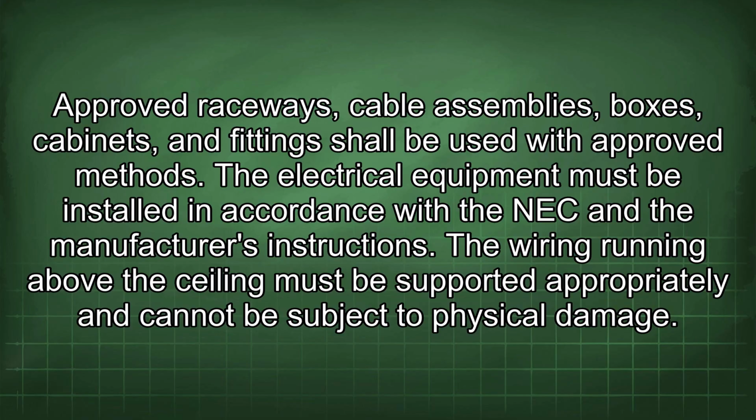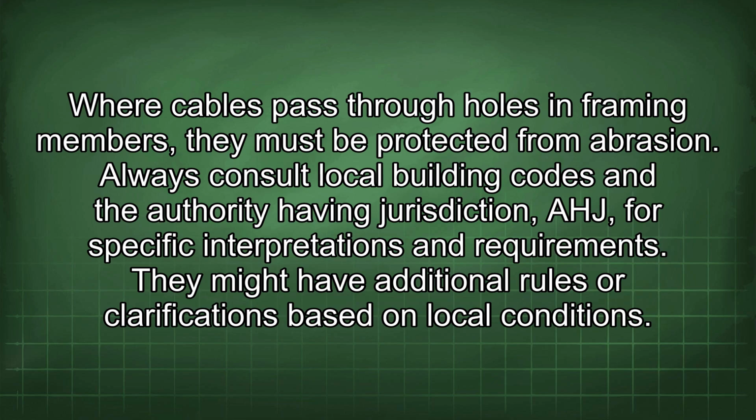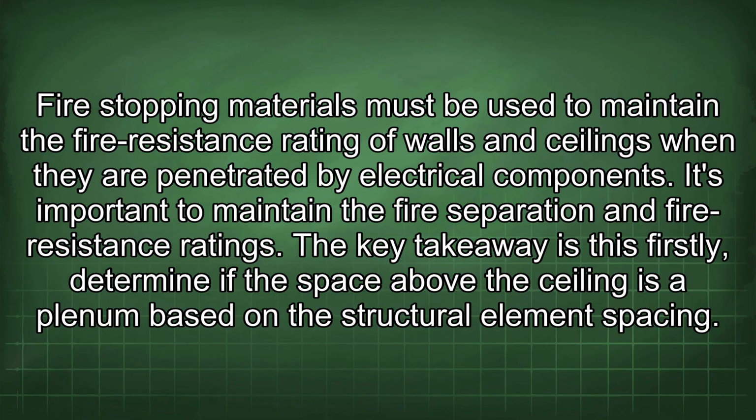The wiring running above the ceiling must be supported appropriately and cannot be subject to physical damage. Where cables pass through holes in framing members, they must be protected from abrasion. Always consult local building codes and the authority having jurisdiction (AHJ) for specific interpretations and requirements. They might have additional rules or clarifications based on local conditions. Fire-stopping materials must be used to maintain the fire resistance rating of walls and ceilings when they are penetrated by electrical components. It's important to maintain the fire separation and fire resistance ratings.